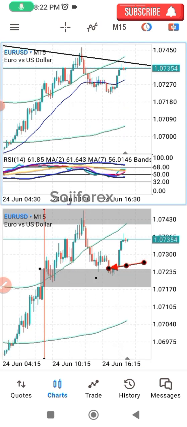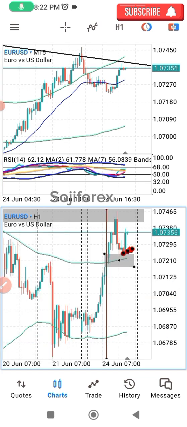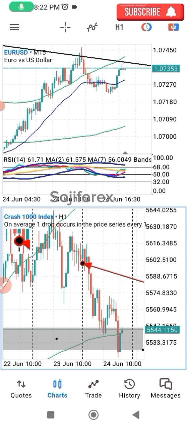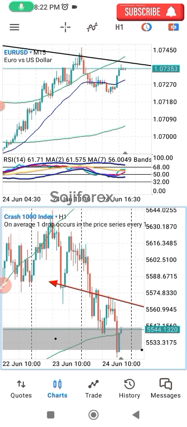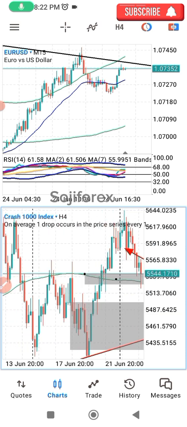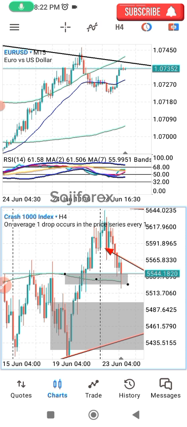Then we talked about crash. I think crash 1000, I believe. So we are looking at how we will find our entry. Now crash 1000 is still happening live as it is now, and we established what we want to see on crash 1000.